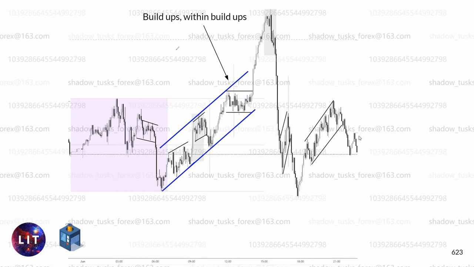So build-ups within build-ups. As you can see, we've got a lovely channel to the upside. And within this channel, we've got build-up into inducement high, mitigation into another build-up into inducement low, to continue higher, and then one final sideways channel before we vector out. And London Open sets, that's not London Open, sorry, I'm so used to something like this being London Open. New York Trap sets the high of the day. So this is very, very nice, right?